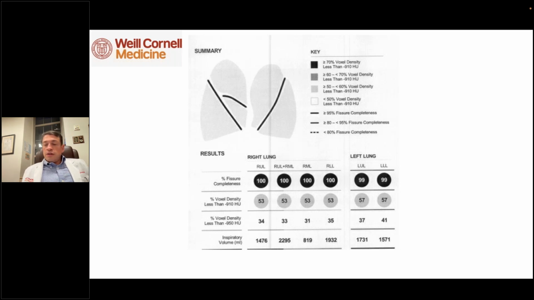So here's an example of a StratX report, which we can review. This is clearly a patient with homogeneous emphysema. Apparently has great fissures everywhere, and inspiratory volumes are provided. And the question is, how do you know? How do you pick the target? When you have homogeneous emphysema, you must absolutely get a perfusion scan because that will be the tiebreaker.